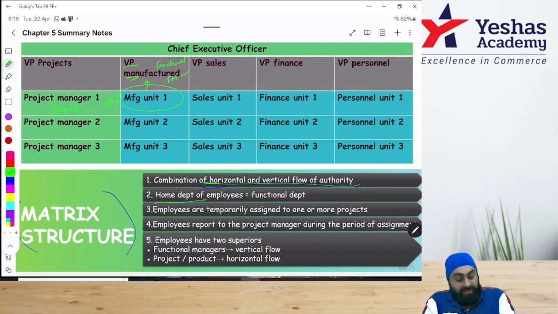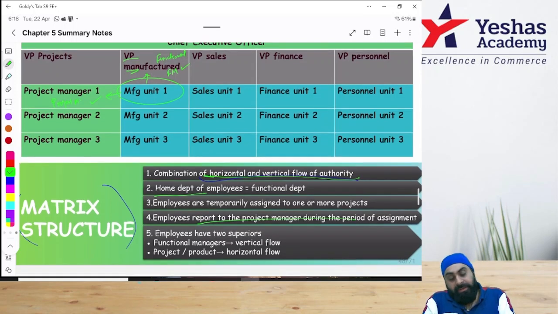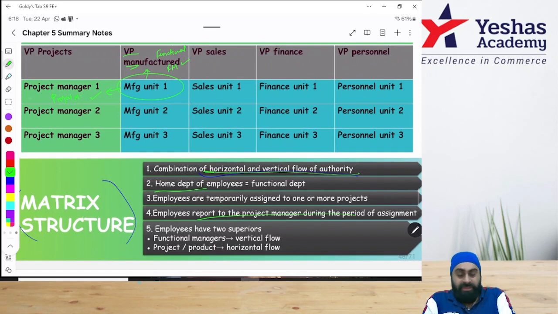Home department is the functional manager. Employees are temporarily assigned to one or more projects. Employees report to the project during the project assignment. So, let's take an example. Let's take a beautiful example. Netflix, different projects are, let's say, Suits, Money Heist, Sacred Games. Now, for example, this team of manufacturing is assigned to Sacred Games at the moment. So this is a temporary assignment. It's not a permanent assignment. As soon as the Sacred Games web series gets over, these manufacturing unit 3 team will be free and they will start with a new project. They will join a new project.